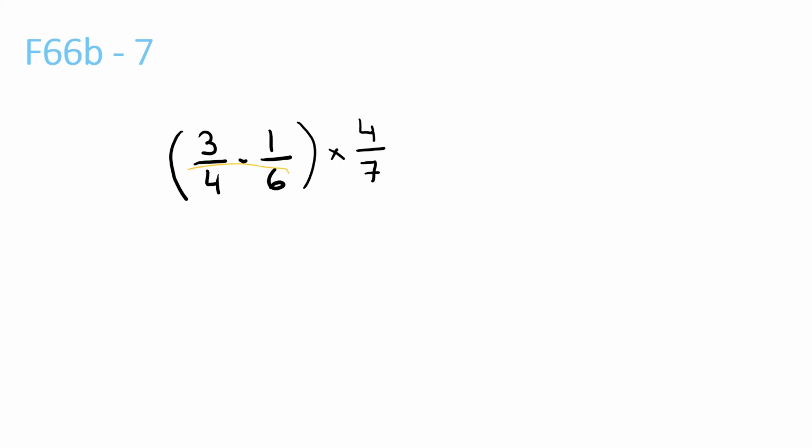For this one, the LCM of these two is 12. So you have to do 4 times what is 12? 4 times 3 is 12, so you times this whole thing by 3. So it's 9 over 12 minus over 12. 6 times 2 is 12, so you times this by 2. And put these in brackets. Times, bring the 4 over 7 down. 4 over 7.